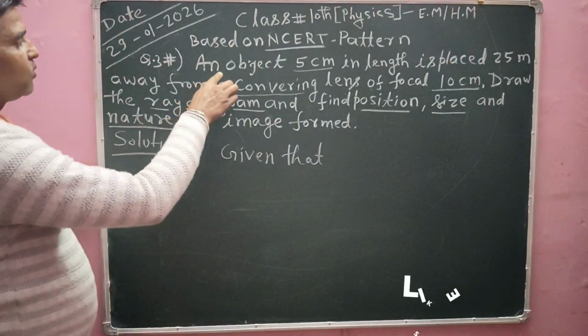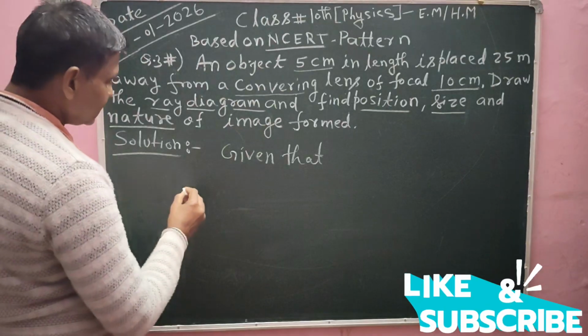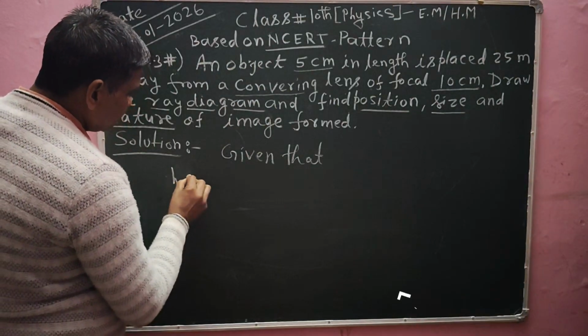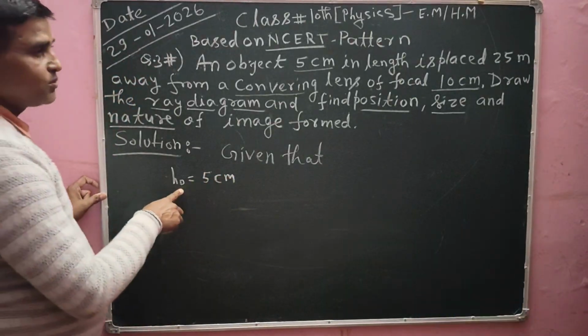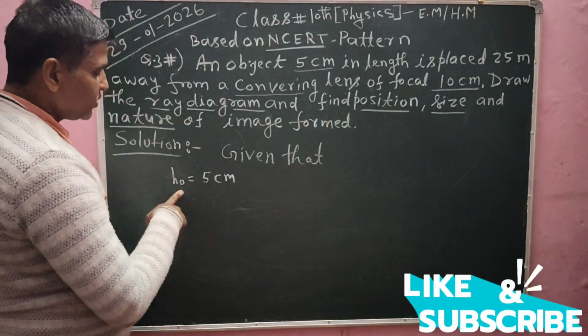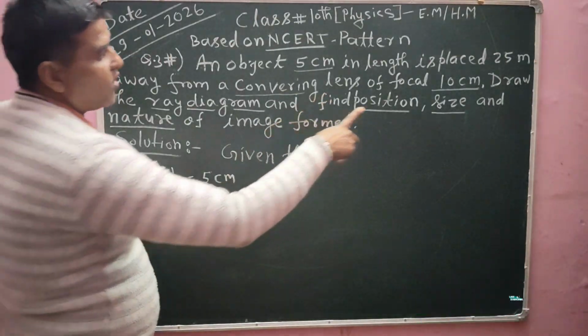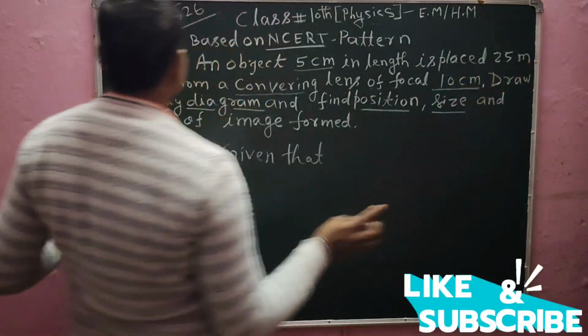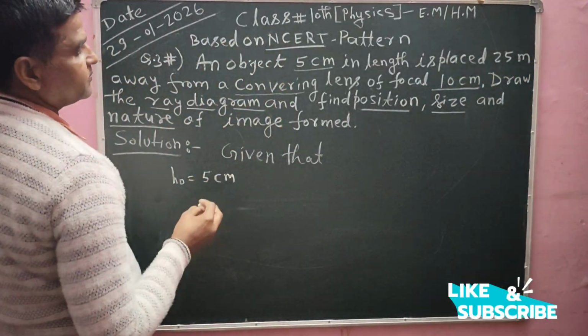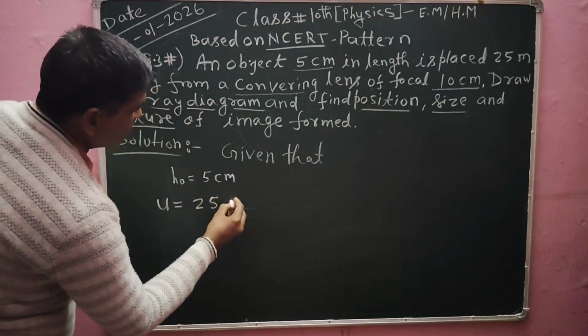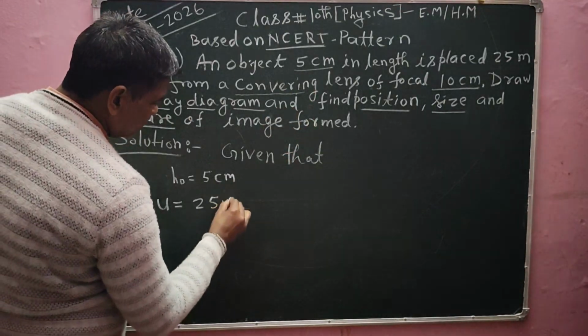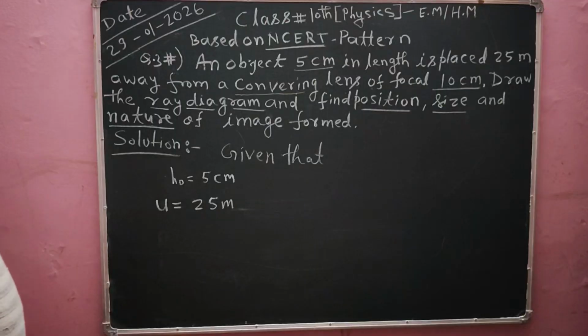Okay, now an object 5 centimeter in length, that is height of the object is given, that is HO is equal to 5 centimeter. Here O stands for object and H stands for height. Height of the object is 5 centimeter. Now other information that is given here is placed 25 meter away from the converging lens. Means the value of U that is given is 25 meter, that is available in meter, 25 meter away from a converging lens of focal length 10 centimeter.